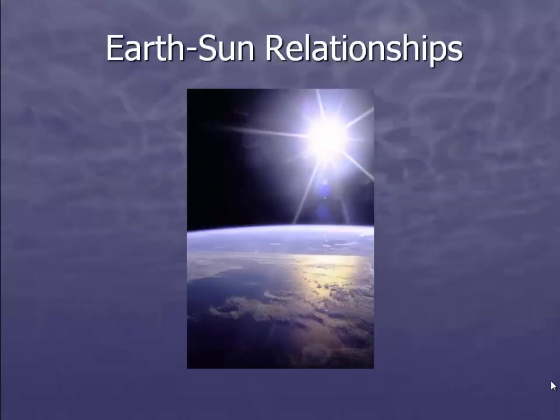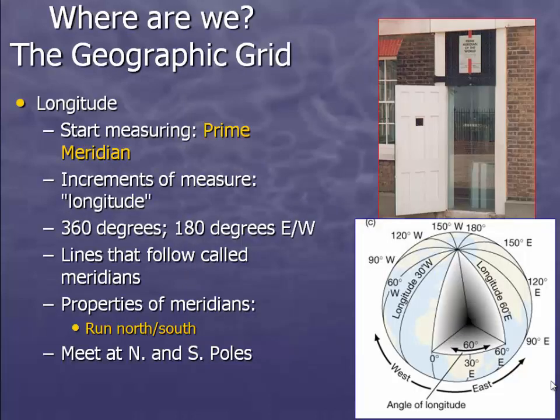So we're going to talk about some of these Earth-Sun relationships, how they govern incoming solar energy, temperature patterns, the amount of radiation that's received at the surface, and the amount of daylight length. To understand this, you should have a pretty good handle on latitude and longitude by now.